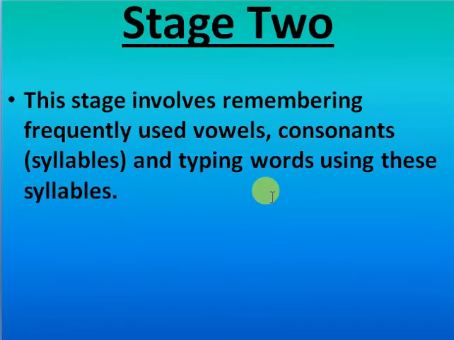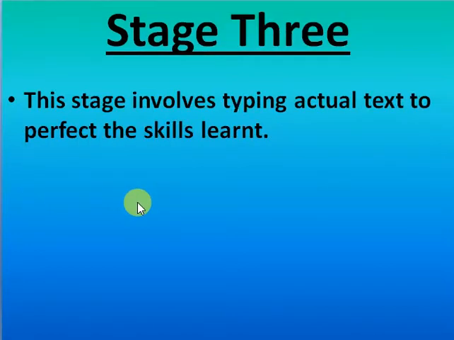Now further, stage 2 involves remembering frequently used vowels, consonants and typing words using these syllables. This is stage 2 which you have to cross to reach perfection in typing. Stage 3 involves typing actual text to perfect the skills learned. After you cover stage 3, it is your practice that can make you perfect in typing, and then you will be able to type without looking at the keyboard.